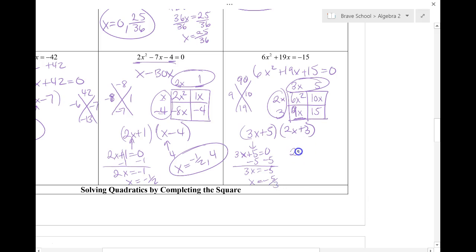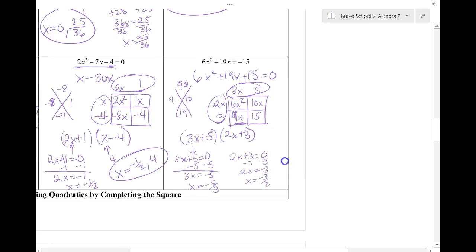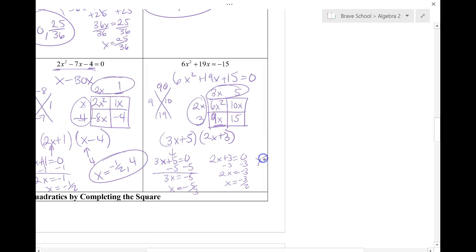And do the same thing over here. Set the inside equal to 0. Subtract 3 from both sides. I get 2x equals negative 3. Then divide both sides by 2. And I get negative 3 over 2. So, my roots, my solutions, are going to be x equals negative 5 over 3 and negative 3 over 2. There we go. Go ahead and do the problems to the right.